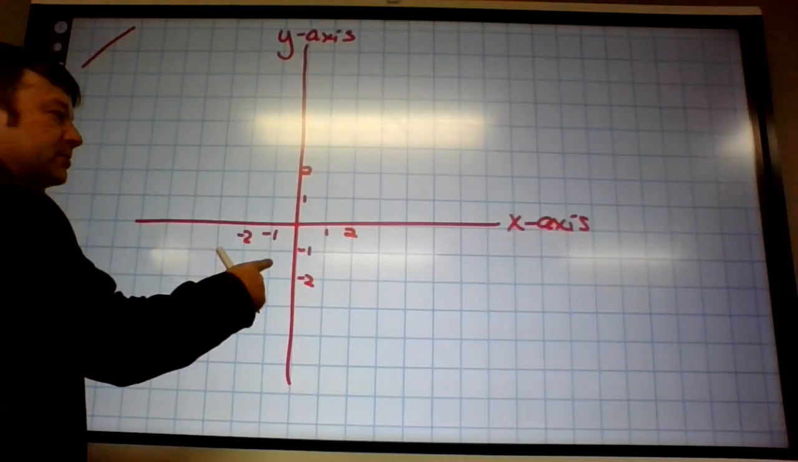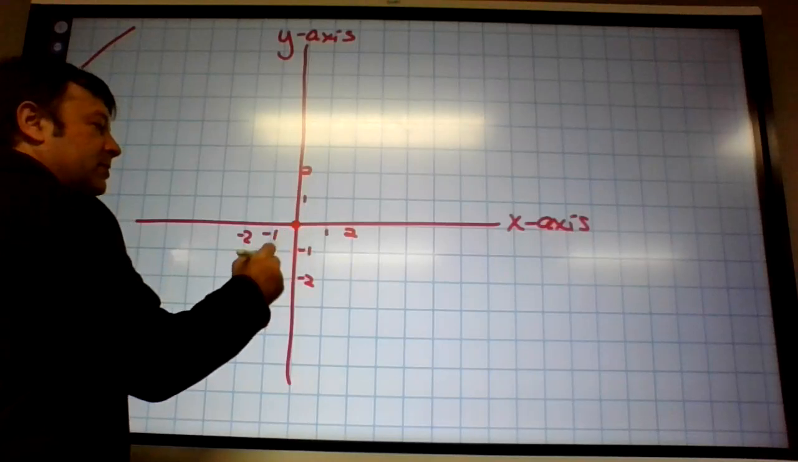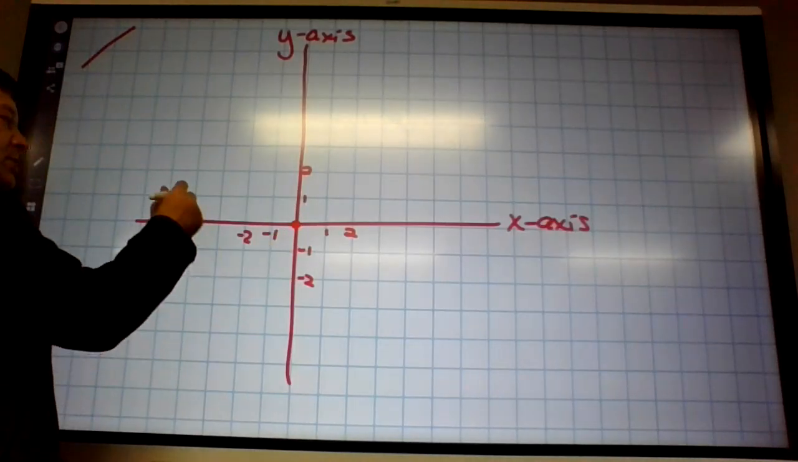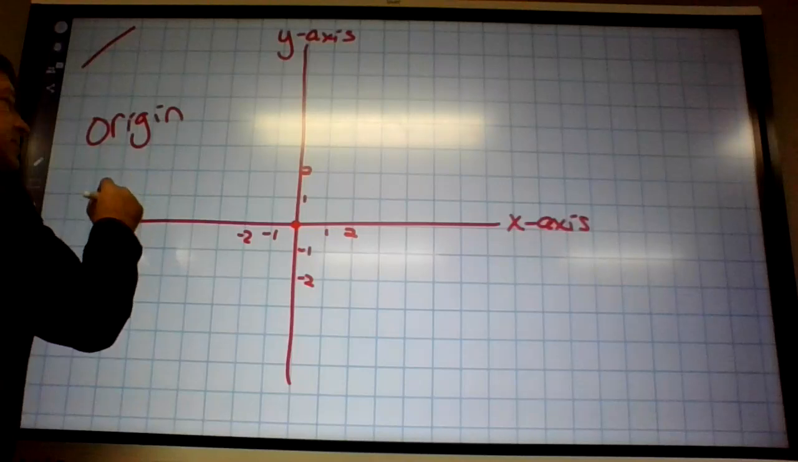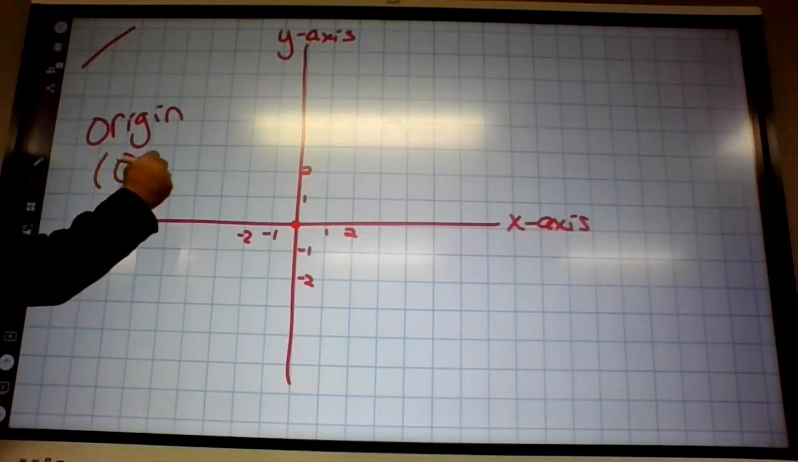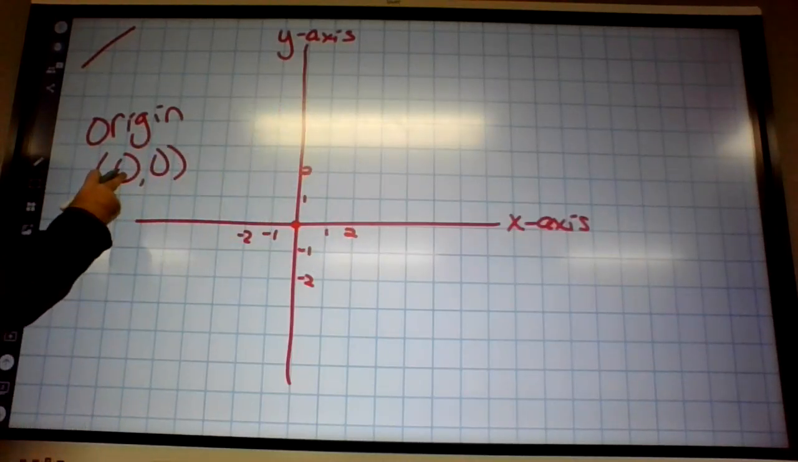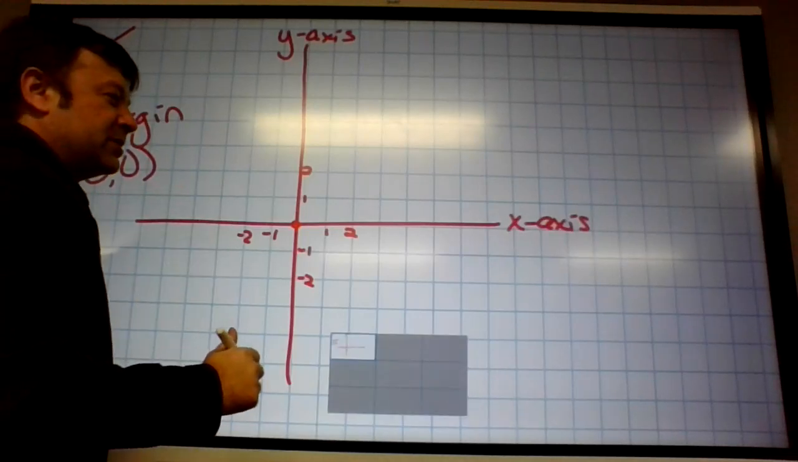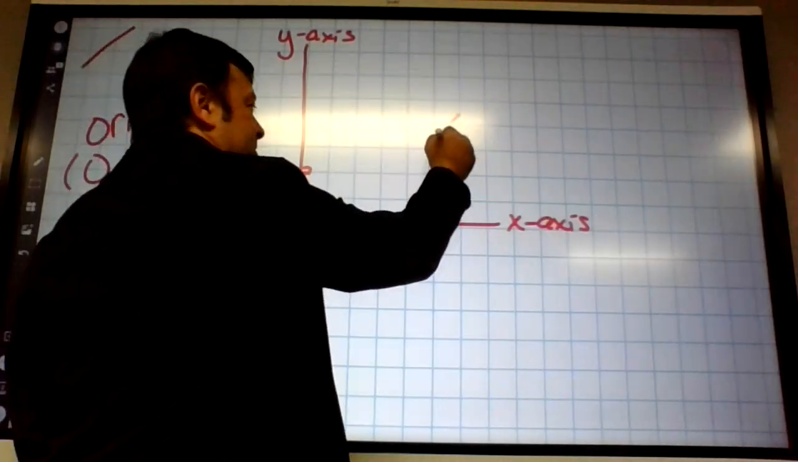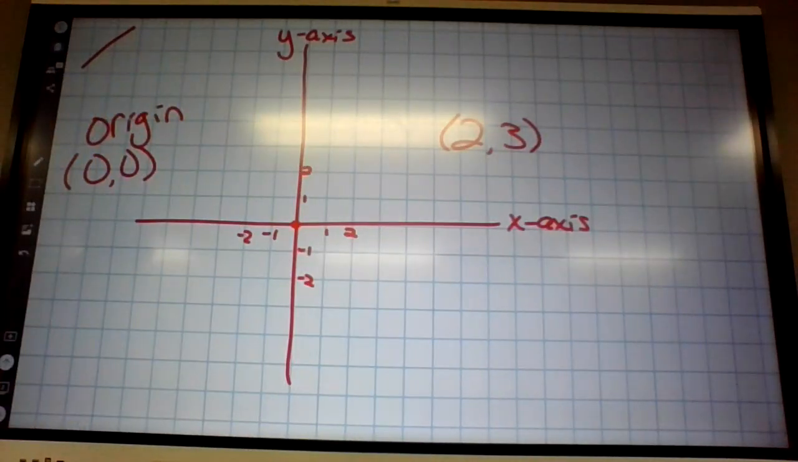So for example, do you guys know what this middle point is called? The origin. And what are the coordinates for the origin? 0, 0. So you need two coordinates to find any point. Coordinates are just numbers that describe location. Up and over. I guess people get these wrong because they do them in the wrong order.